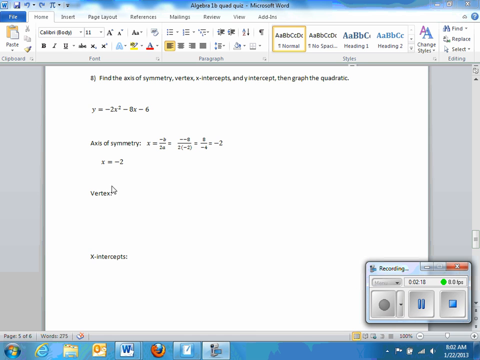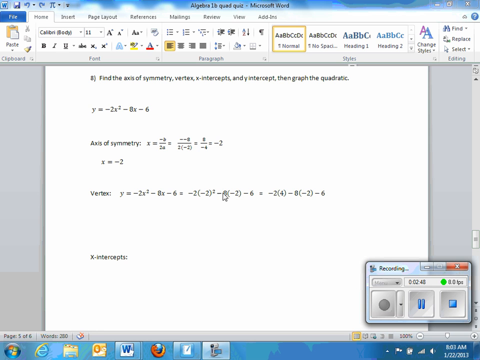To find our vertex, we're going to take this value here, x equals negative 2, and we're going to plug it in for x here, and then see what value comes out for y. Then the pairing of the x and the y will be our vertex. So again, there's my equation. I'm going to be plugging negative 2 in here and negative 2 there. So here you see I took the x out, put negative 2 here and negative 2 there.